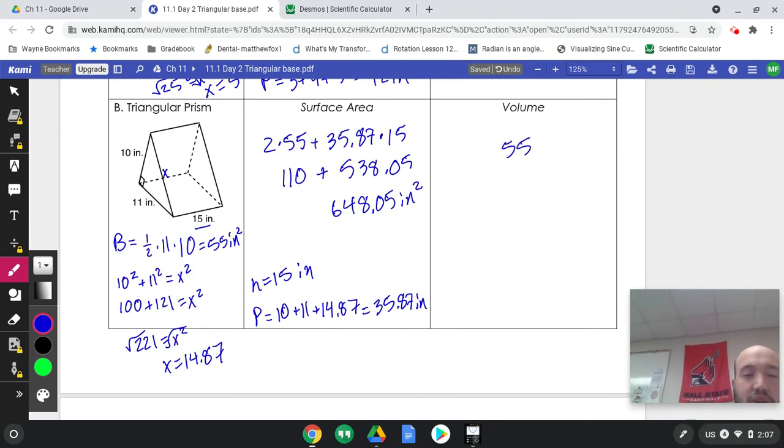Okay. Now your volume's pretty easy, just base times height. So 55 was our area of the base times that height of 15. If we do that, we'll get 825 inches cubed.